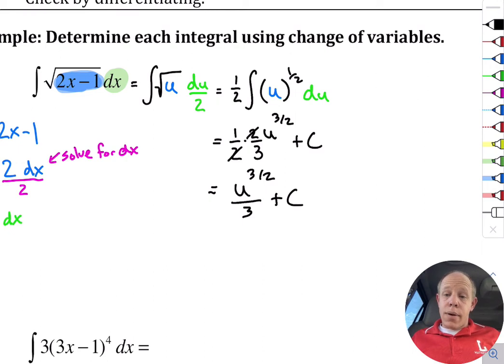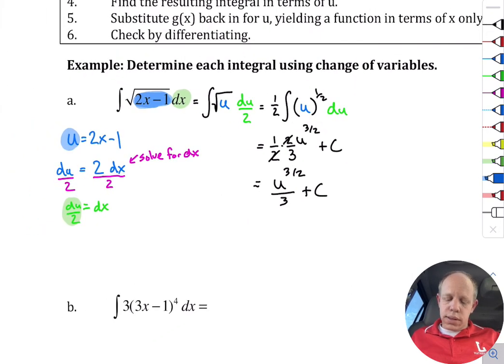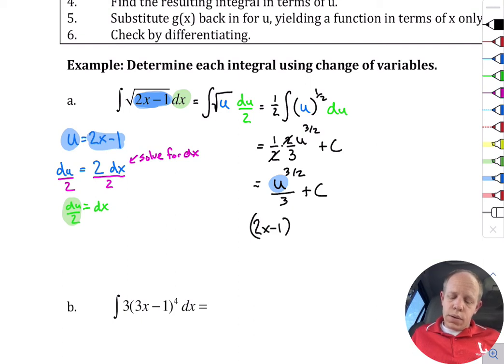Now, at this point, this is the antiderivative, but it's in terms of u, and because the original question was in terms of x, we do want to back substitute for u, whatever u was. Oh, see, it was right over here. U was 2x minus 1. And so we're going to back substitute now back in for u. And so this is going to become 2x minus 1 raised to the 3/2 power over 3 plus c.